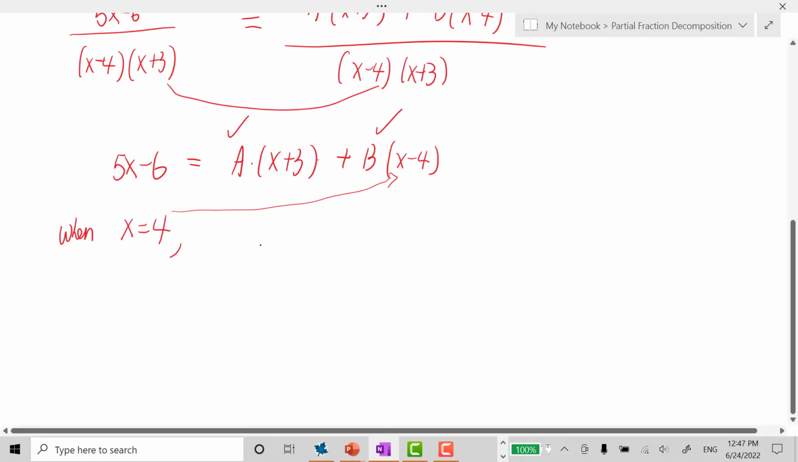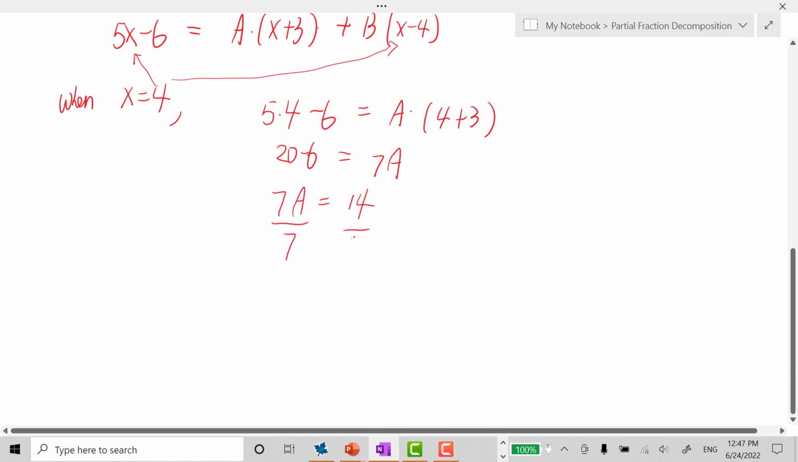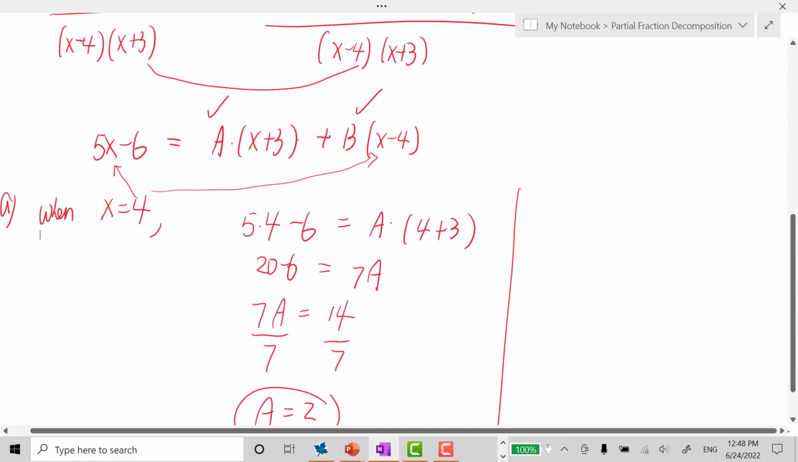So plug in the 4 here on the left-hand side. So we get 5 times 4 minus 6 equal to a times (4 plus 3). So this is 20 minus 6 on the left, 14. On the right is 7a. That means 7a equal to 14. And from here, we divide both sides of the equation by 7, so a equals 2. Okay, so that's how we get the value of a. Then we're going to learn how to get the value of b by using a similar method.